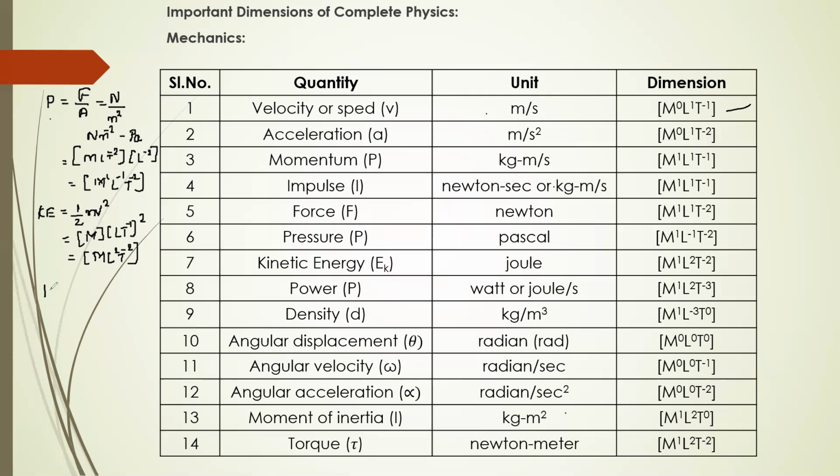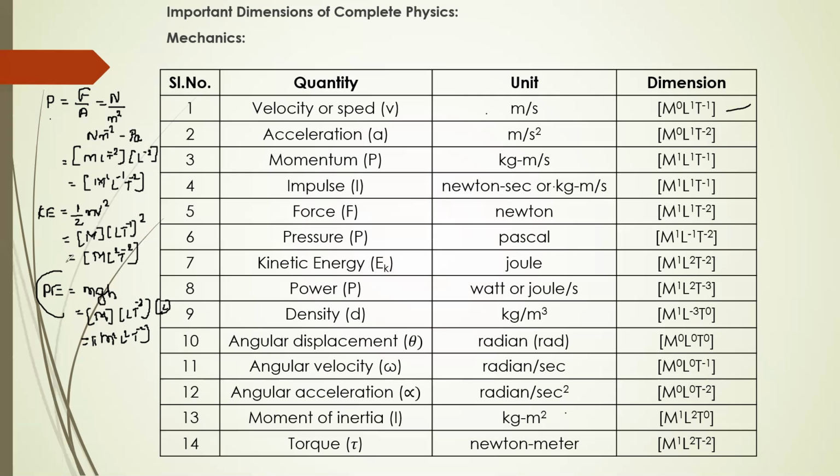If you want to write it for potential energy, what is the formula? It is mgh. Okay, so m, I'll write as it is. g, acceleration. Just now we have simplified for acceleration. This is L t raised to minus 2, and again length is L itself. Therefore, it can be written as M raised to 1, L raised to 2, t raised to minus 2. Can you see here the potential energy and the kinetic energy both have the same dimensional formula?